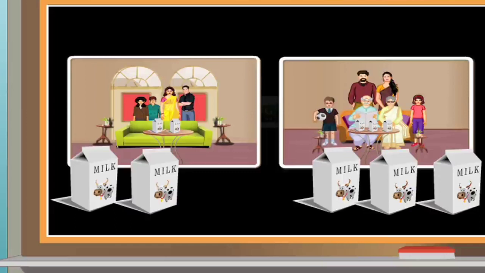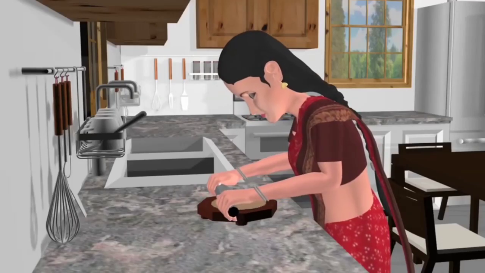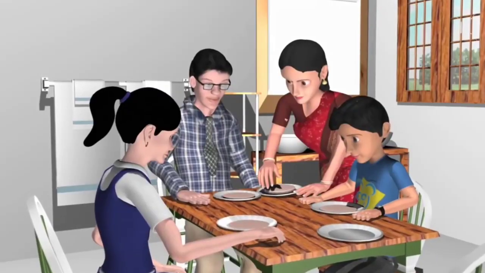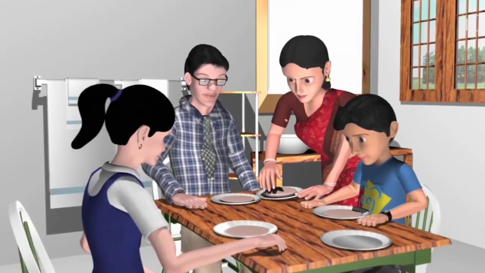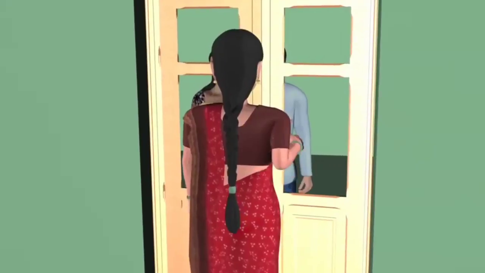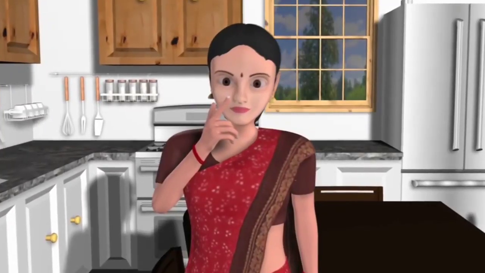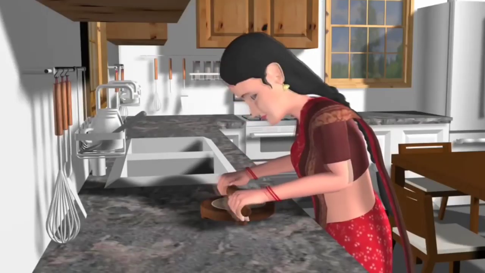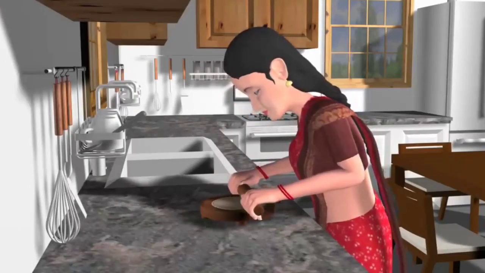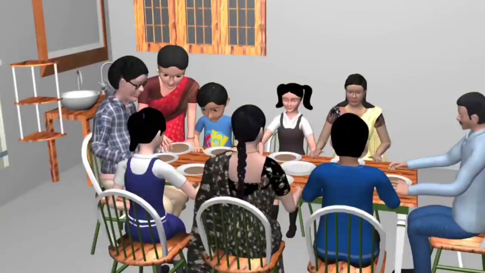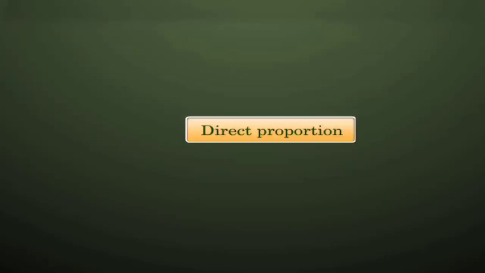Now look at this situation. A lady prepares 20 chapatis for her family of 4 people so that she can serve 5 chapatis to each member. Next day, suddenly some relatives visit her house. She decides to serve dinner to them. There are 4 relatives in total. She started preparing chapatis. Now, can we say how many chapatis she would have to make for 8 people so that she can serve 5 each? So, to learn about this, let us learn the concept of direct proportion.